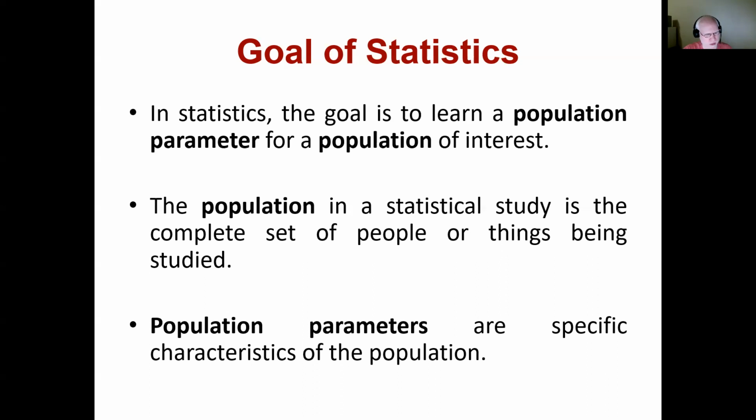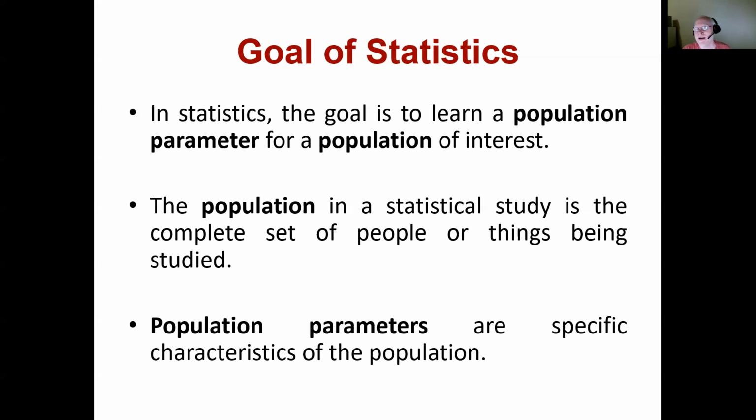Population parameters are specific characteristics of the population. So if we wanted to know the average age or the average life expectancy of people in Quebec, if we knew how long everybody in Quebec lived, or if we had the age of every single person living in Quebec, we'd have a population parameter.